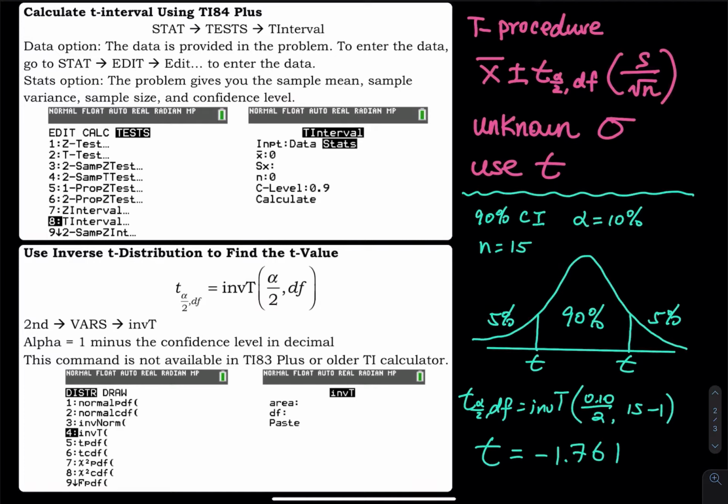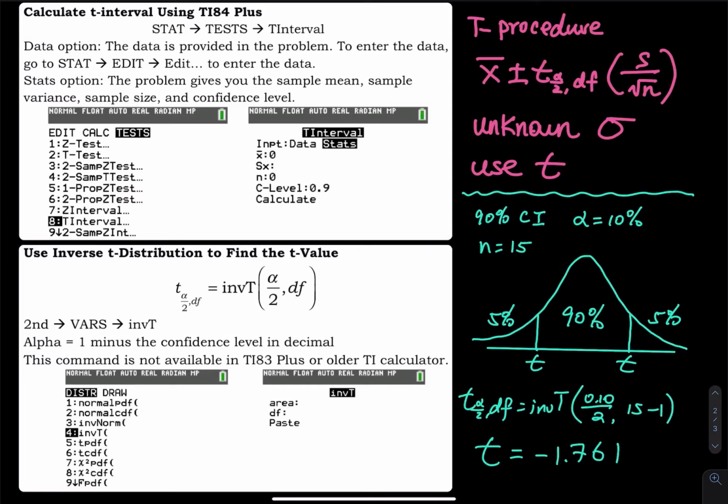Once you go into T-Interval, you will see there are two options, either the Data option or the Stats option. I don't have the screenshot for the Data option at this point. For the Stats option, under what circumstances do you pick it? You see that they ask for x bar, the sample standard deviation, and the sample size. If the problem statement gives you that, then it is the Stats option. The easiest way to say this is when the problem gives you summary data, then you use the Stats option.